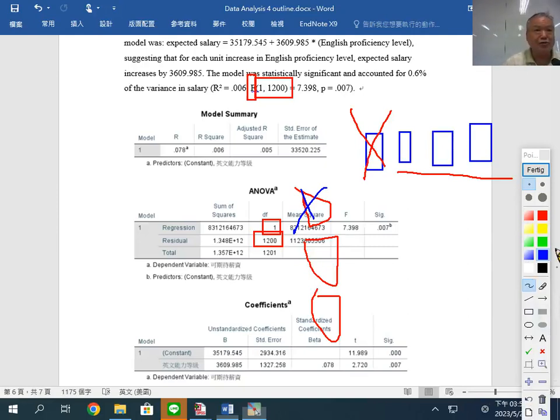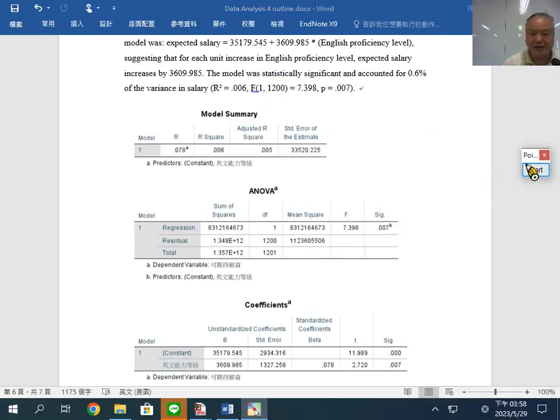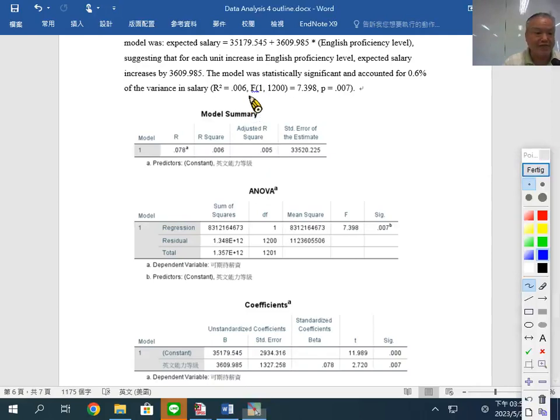And it is a useful indicator for us to understand the distribution and the dispersion of the data. So if you want to identify the real probability of the F value, because this one is very huge, 7.398, and you consider the 1 and 1,200, and the number is here, and the corresponding number for the F value here is 0.007. So now we have the number over here, right? Do you see this one?